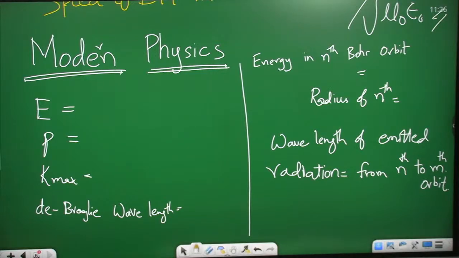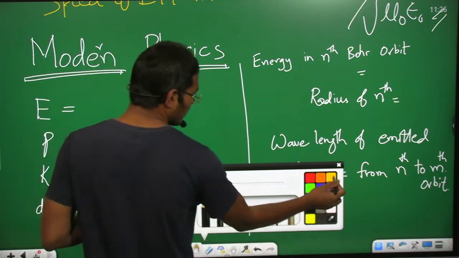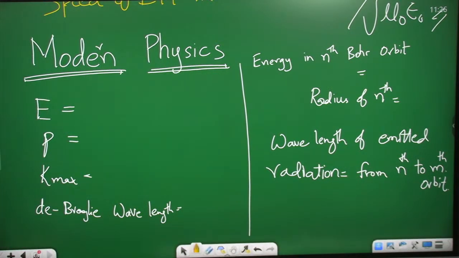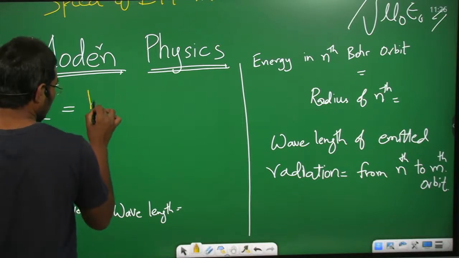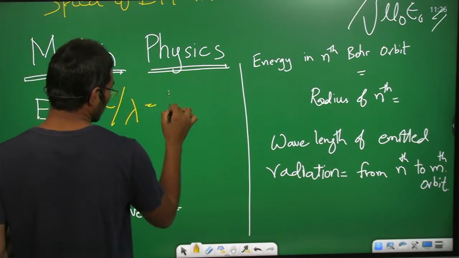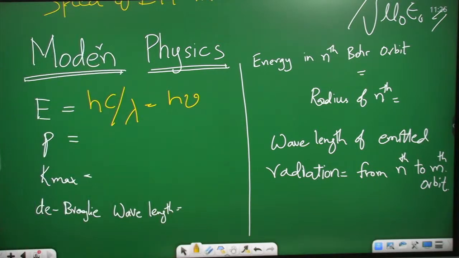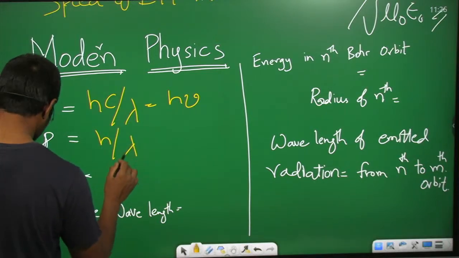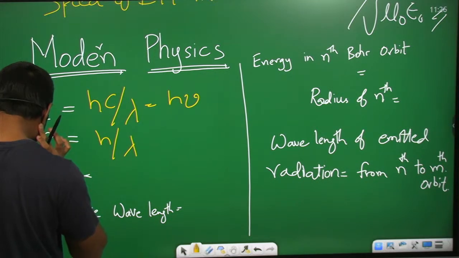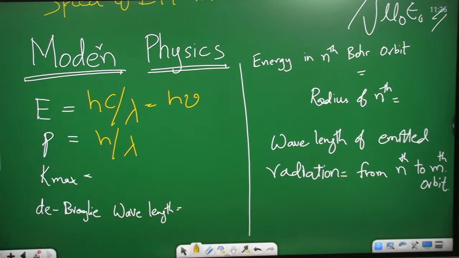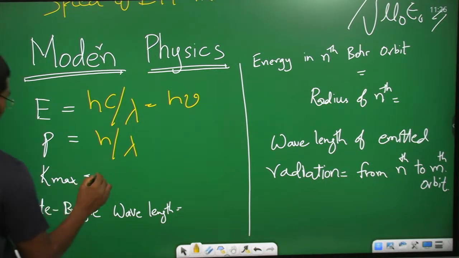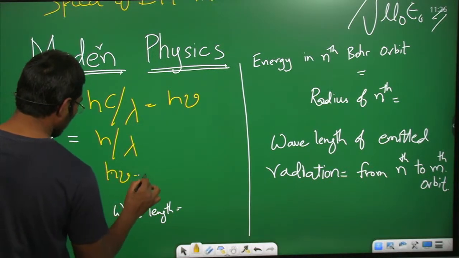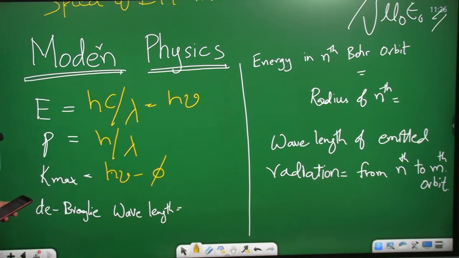So come on, the photon's energy E from modern physics. E equals hc by lambda. What is photon's momentum? h by lambda. See, what is the maximum kinetic energy of ejected photoelectron? h nu minus phi. What is this phi?